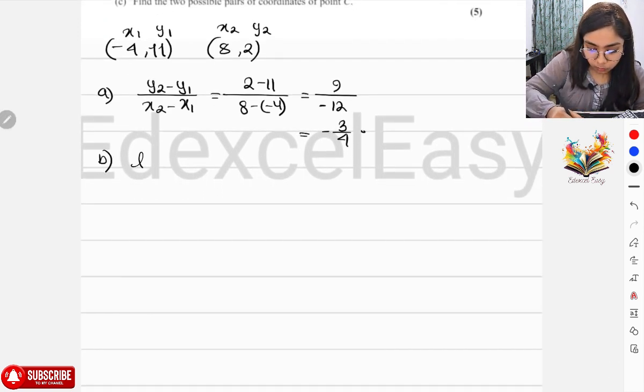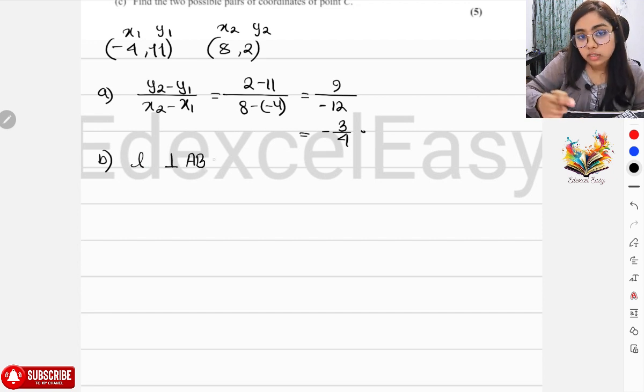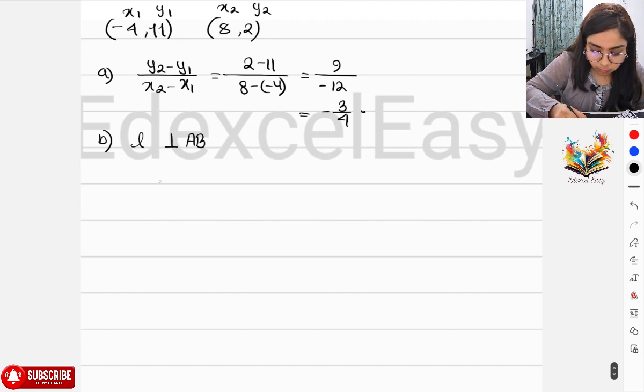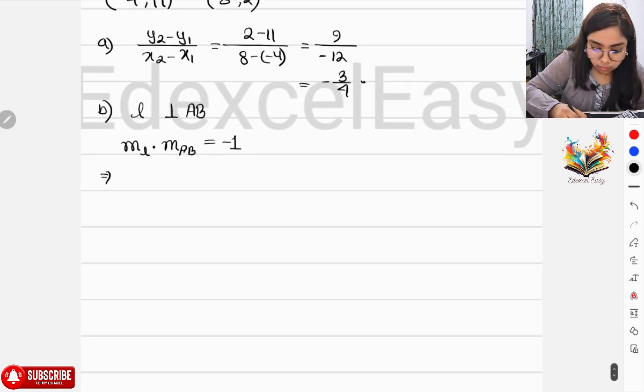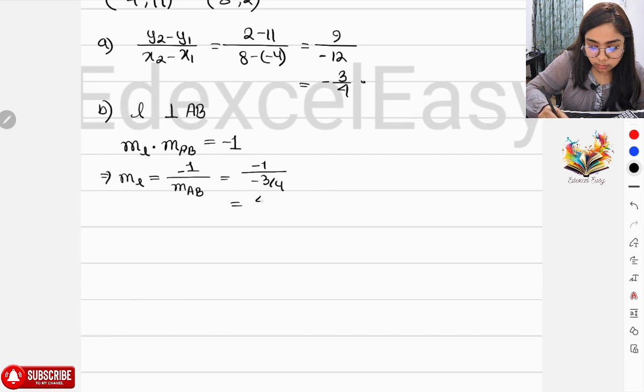It was stated that line L was perpendicular to AB. That means whatever the gradient for AB was, minus 1 divided by that will give you the gradient for that perpendicular line, right? So let's just write it like this: the gradient of line L and the gradient of line AB should multiply to minus 1 because they were perpendicular, right? That was written in one of the rules I've written at the very start. The gradient of line L is then going to be minus 1 over the gradient of AB, that is minus 1 over minus 3 by 4, which is just going to be positive 4 by 3, right? That is the gradient for your line L.